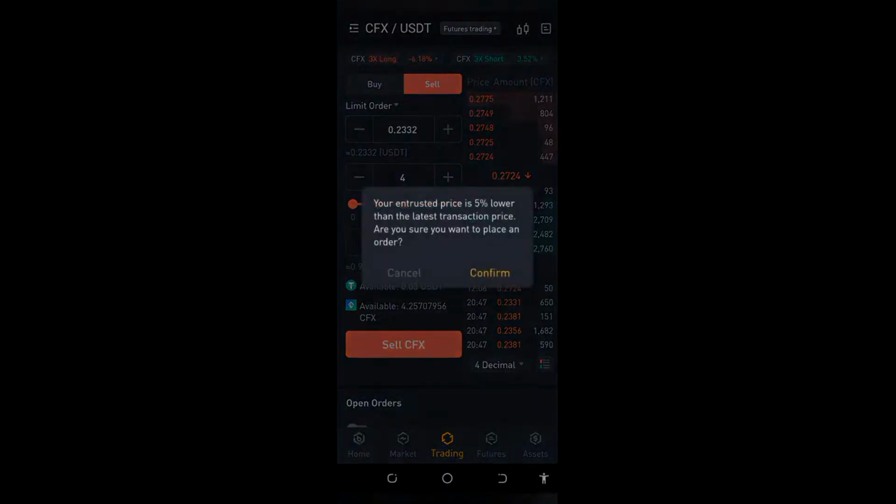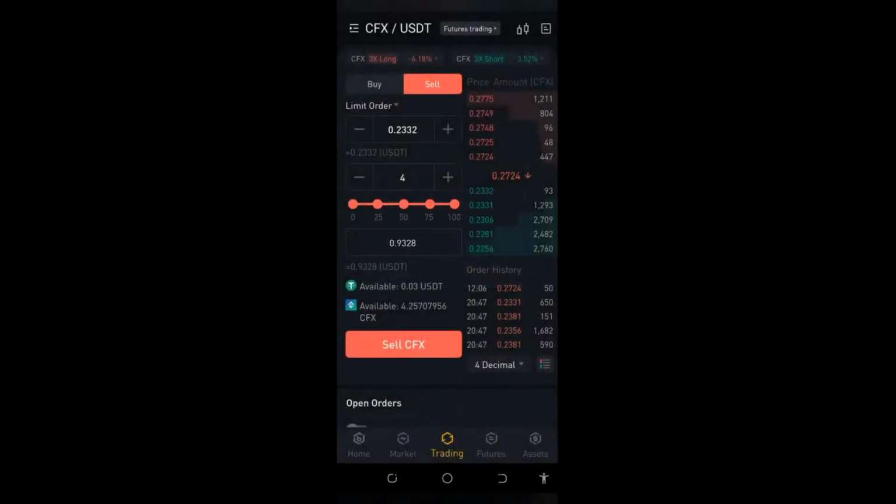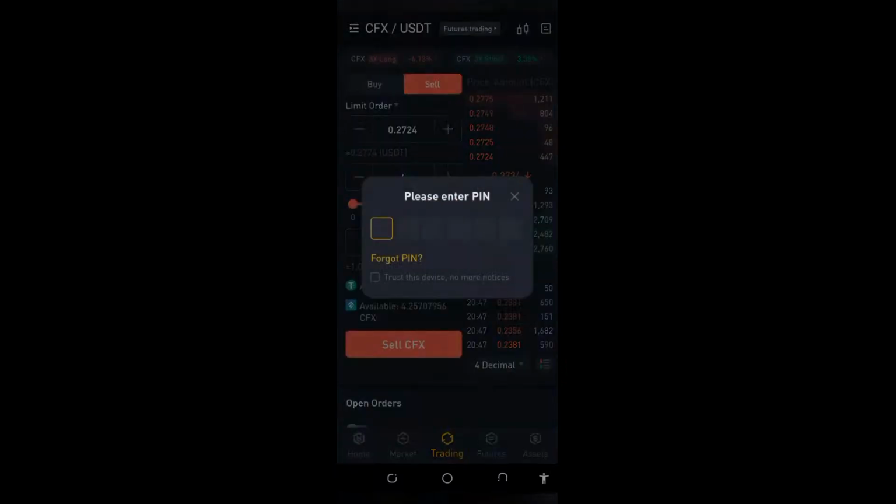So let's see whether this is going to go. Oh, what did it say? It said, your entrusted price is 5% lower than the latest transaction price. Are you sure you want to place an order? But I don't want to place an order. Okay, it's true. Let me do the normal price, and whenever it converts, I'll wait for it. Let's go ahead and do this.